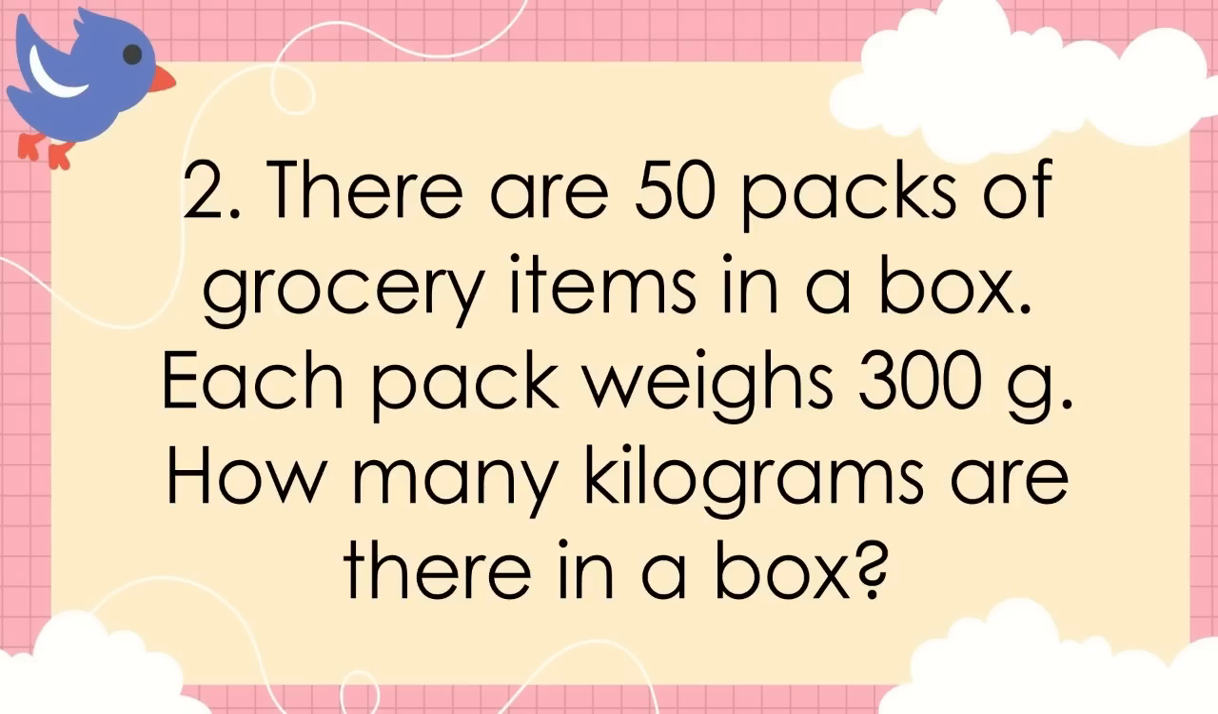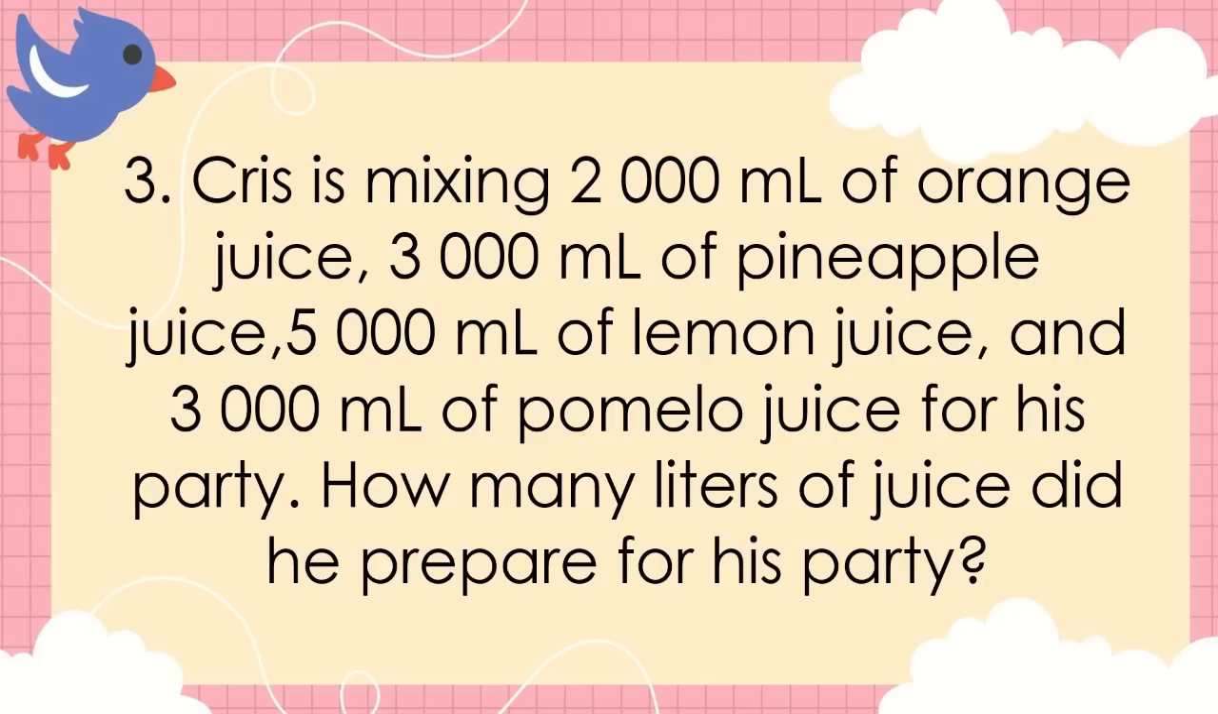Next, there are 50 packs of grocery items in a box. Each pack weighs 300 grams. How many kilograms are there in a box? Next, Chris is mixing 2,000 ml of orange juice, 3,000 ml of pineapple juice, 5,000 ml of lemon juice, and 3,000 ml of pomelo juice for his party. How many liters of juice did he prepare for his party?